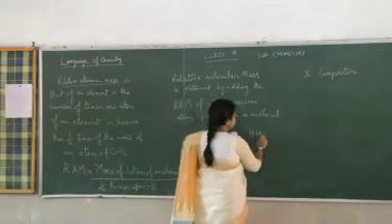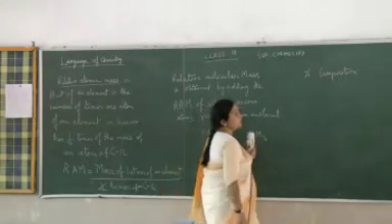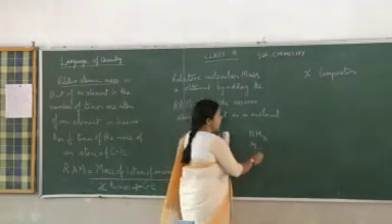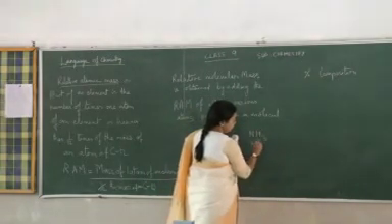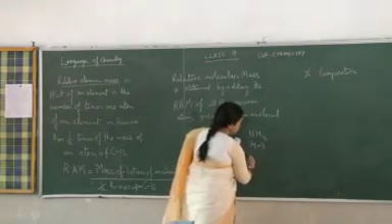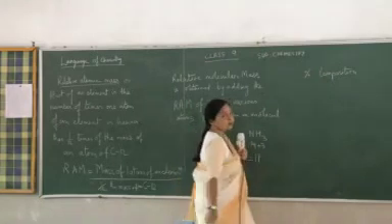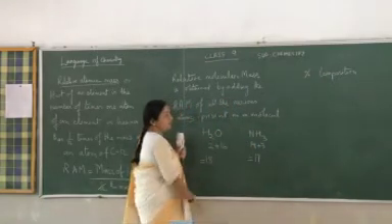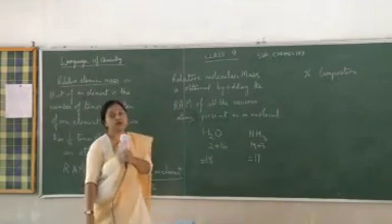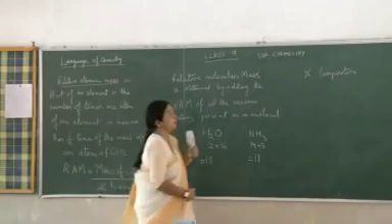Ammonia, suppose. 14 is the atomic mass of nitrogen and hydrogen is 1. So how many atoms of hydrogen? 3. So plus 3. What is the molecular mass of ammonia? 17. So in this way, by adding up the atomic masses of the various atoms present in a molecule, we can calculate the molecular mass.